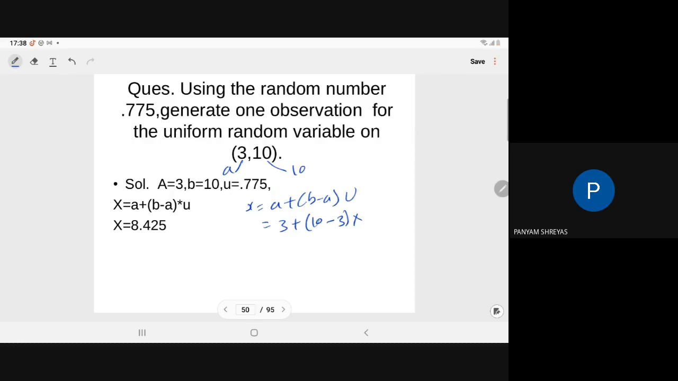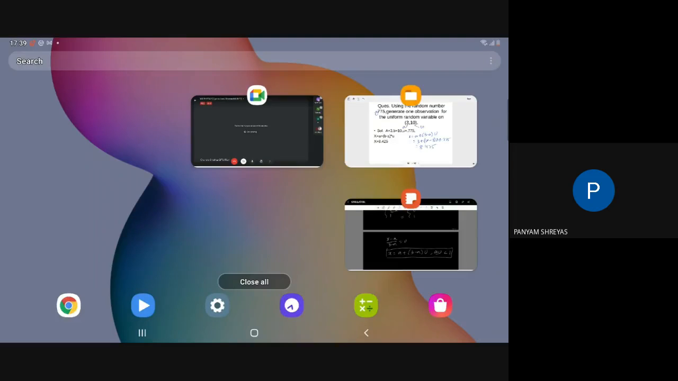Always we can give the random digits as 775, but when you use it, you always have to use a value between 0 and 1, so 0.775. Many times we do not give the decimal; we give only the 3-digit random number 775. So at the time of use, you have to apply the decimal. So 0.775, and you will get the value 8.425. So in this way, you can generate the uniform variate.